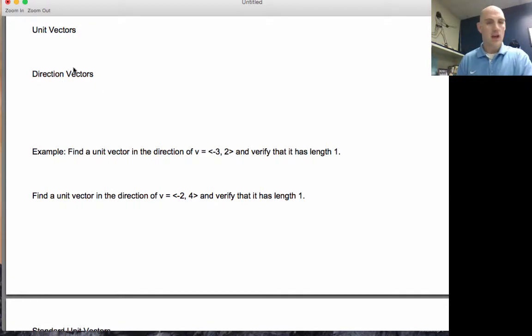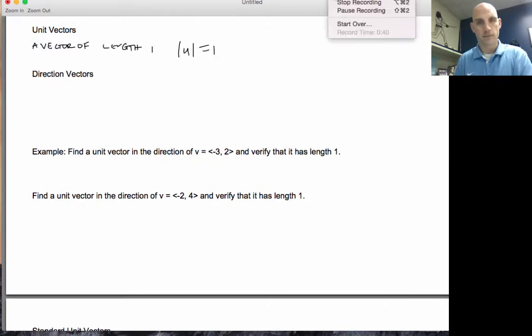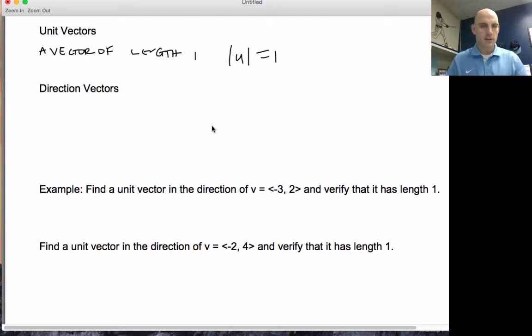Unit vectors. A unit vector is a vector of magnitude, so of length 1. So the length of the vector is equal to 1. And so these unit vectors have a length of 1, and so you do the Pythagorean theorem on them to determine the magnitude, and it's going to be 1.